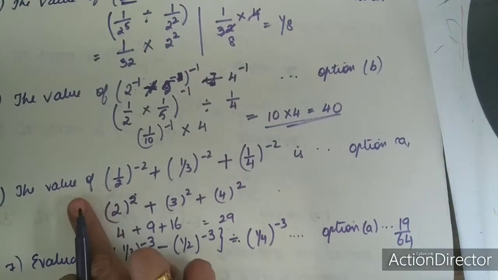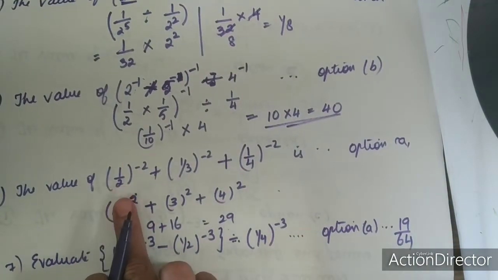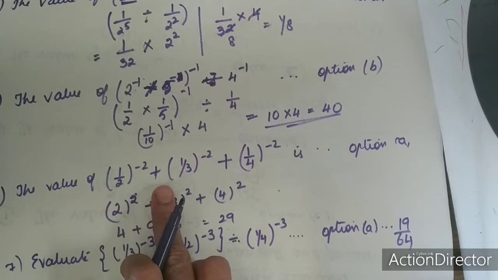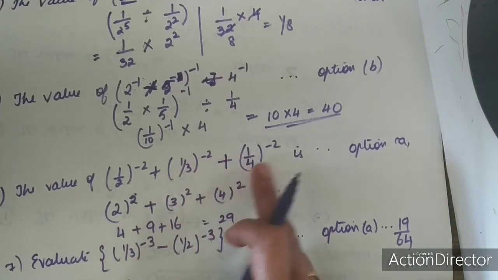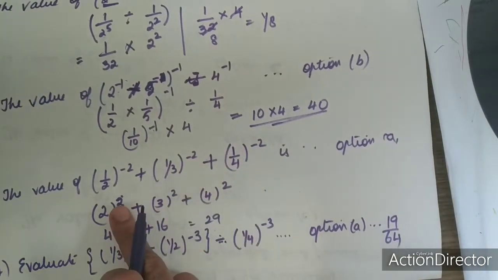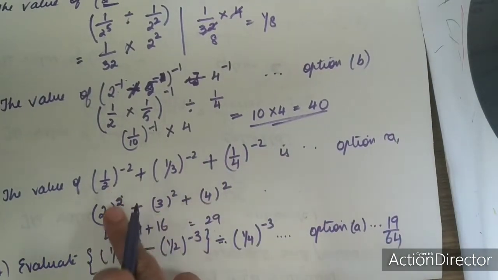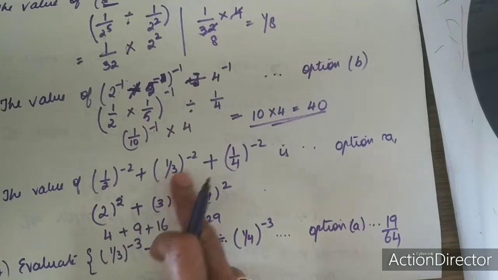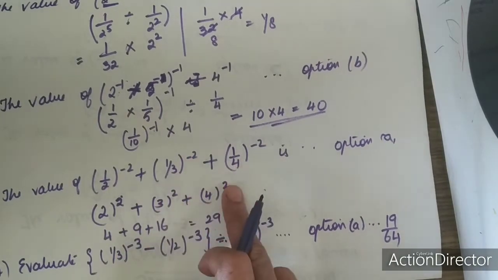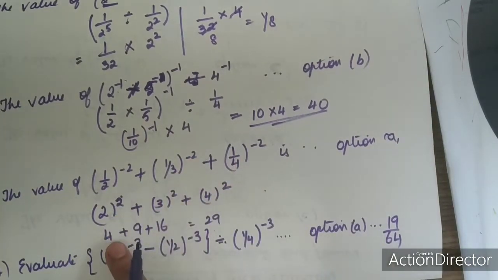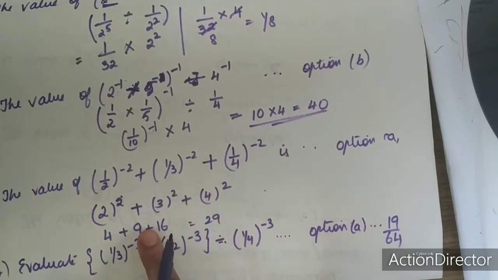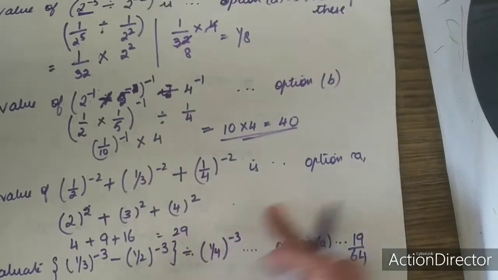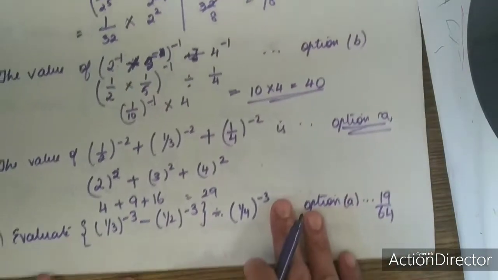Next question. Coming to the sixth question. Value of (1 by 2) whole power minus 2 plus (1 by 3) whole power minus 2 plus (1 by 4) whole power minus 2. Making the power positive, it will become 2 power 2, 3 power 2, and 4 power 2. 2 power 2 is 4, 3 power 2 is 9 and 4 power 2 is 16. So 16 plus 9 is 25, 25 plus 4 is 29. So option A is right.